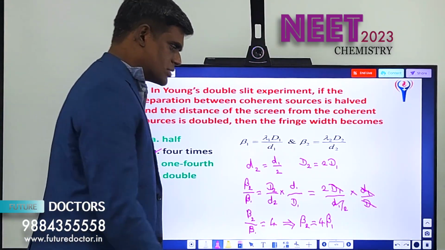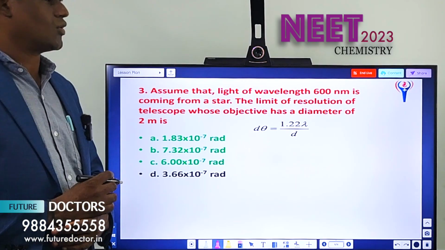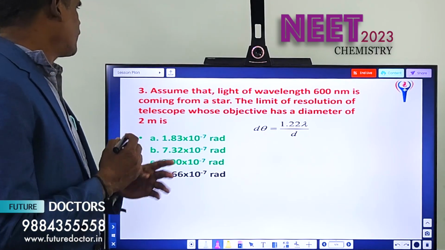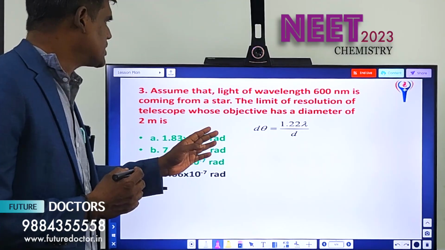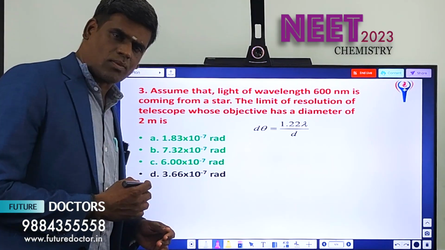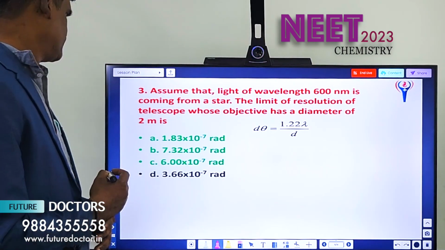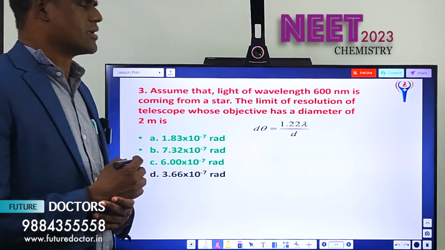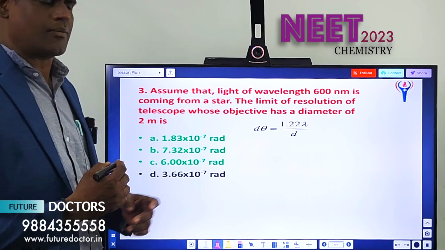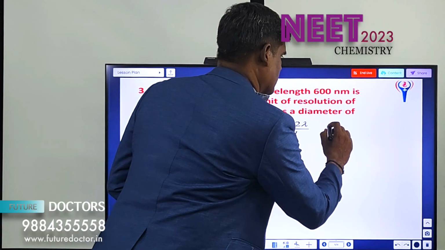Let's move to question number 3. Assume that light of wavelength 600 nanometer is coming from a distant star. The limit of resolution of telescope whose objective has a diameter of 2 meter is dash. Correct option is D, 3.66 into 10 power minus 7 radian. What is the formula? d theta, the limit of resolution, equal to 1.22 times lambda by D. And lambda is given 600 nanometer.